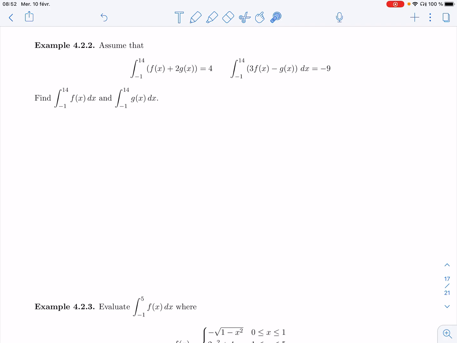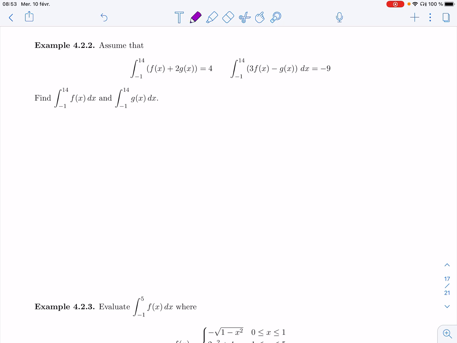All right, let's try a couple more examples. Let's do example 4.2.2. Assume that the integral from 1 to 14 of f of x plus 2g of x is 4. The integral from 1 to 14 of 3f of x minus g of x is minus 9. I want to find the integral from minus 1 to 14 of f of x and the integral from minus 1 to 14 of g of x.